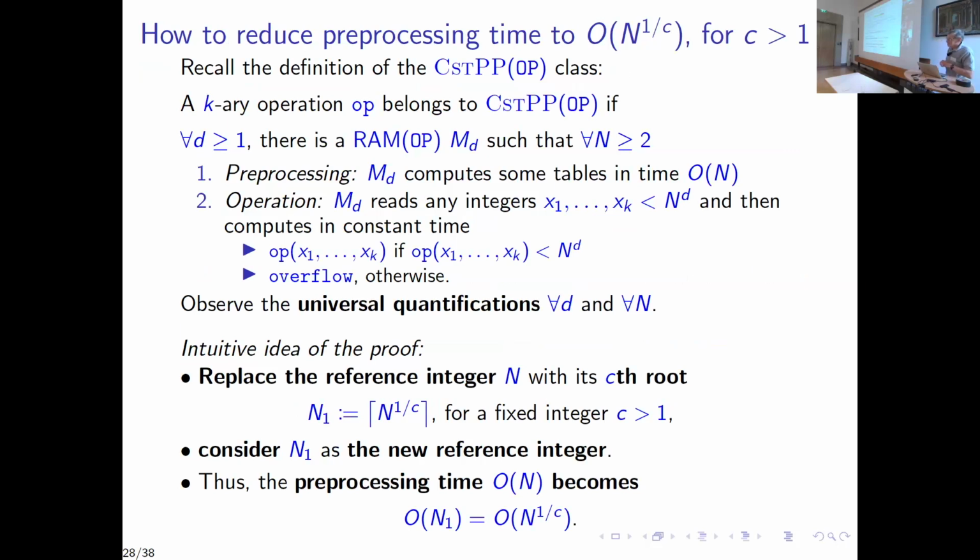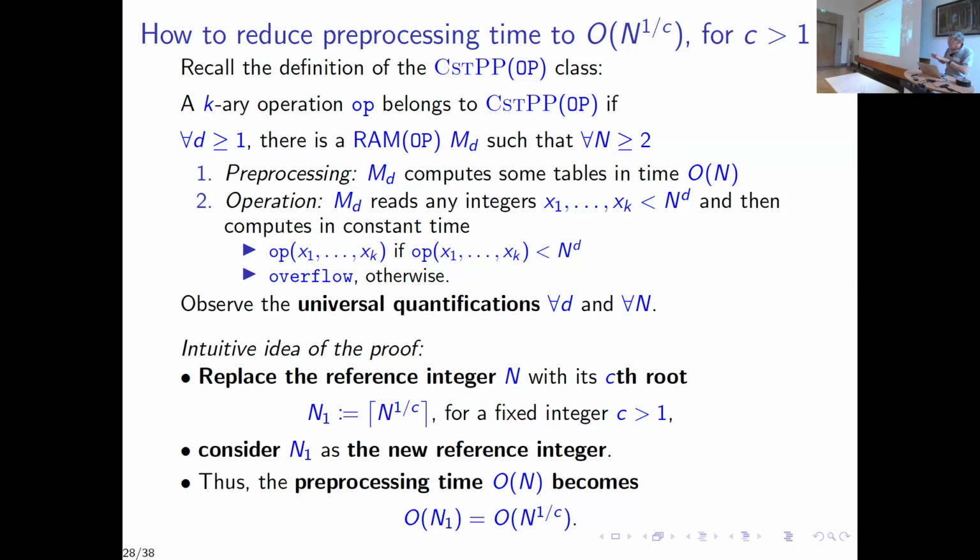It has been presented: you say for all d, there is a RAM MD, I insist on that, such that for all n, reference integer, the RAM MD computes something in time linear, and after that, the operation is computed in constant time. Observe a universal quantification: for all d, for all n.